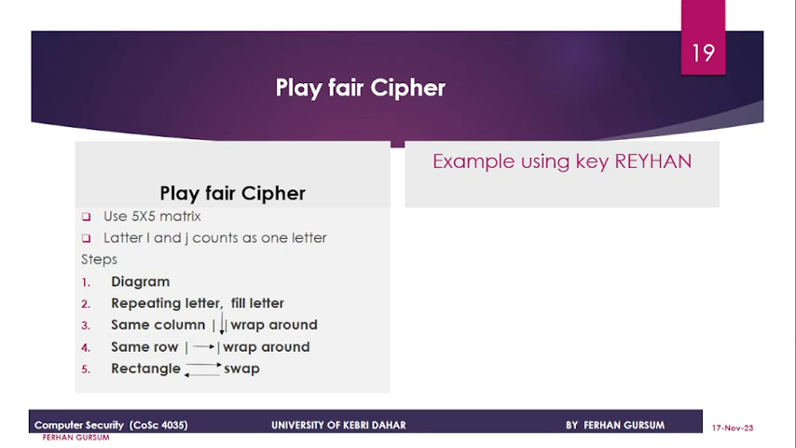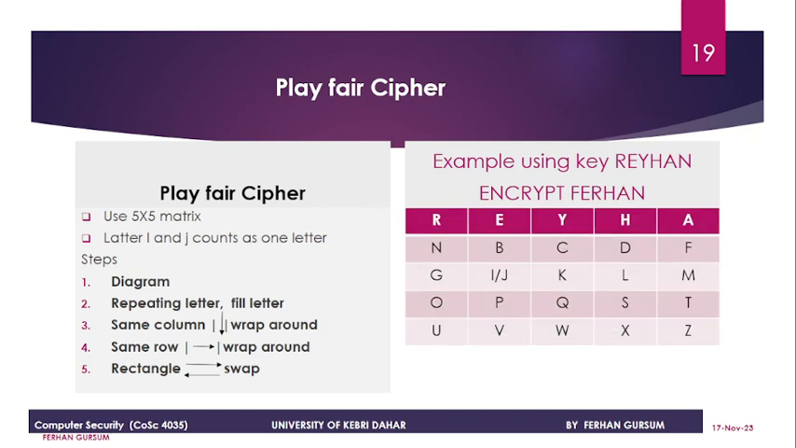Let us see this example. Using the key Rayhan, let us encrypt Farhan. Okay? We are going to use the key Rayhan to encrypt Farhan. So first of all, the first step is the diagram. We have to create our 5 by 5 table. Before that we have to separate Farhan into FA, RH, AN separately. So there is no filling letter, they are already full, and we don't have a repeating letter here. So we have to create our table.